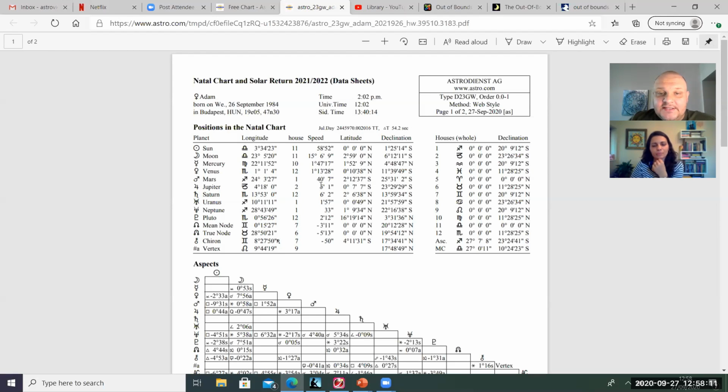So now, for instance, you can see that this person's Mars is actually above 23.27. So he is going to have an out-of-bound Mars. And we're going to explain in a second what out-of-bound means. Now, next to the declination, you can either see an S or an N. The S is the representation of the south, and the N is the representation of north.